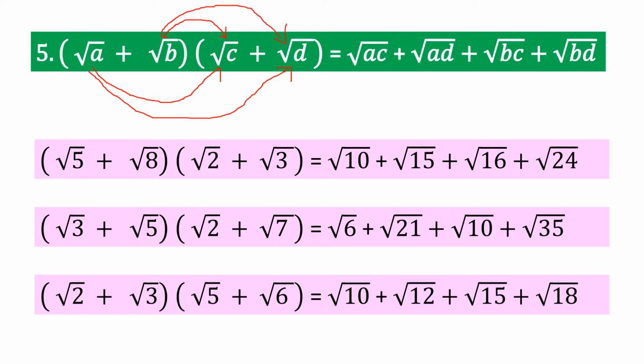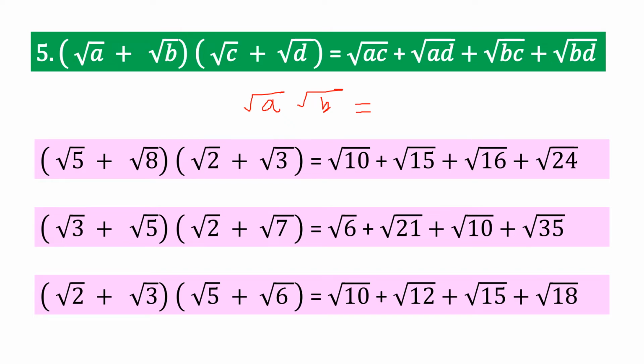And how did you get this? So a into root c, root ac, right? Look, root a into root c is what? Root ac. One second. In the first formula, what did we see? We saw that root a into root b is equal to root ab, right? So this is what we saw.